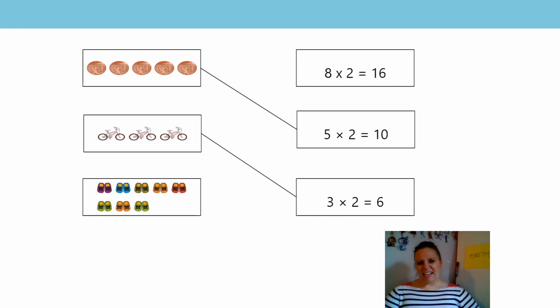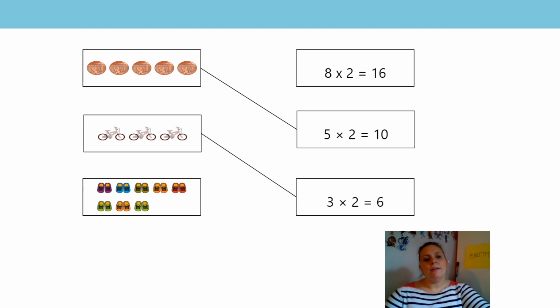Fantastic. Now, I think I probably know which equation matches this picture, because I've only got one left. But I also know that my teachers like convincing. So, can you convince me that this picture goes with this equation? How would you do that?